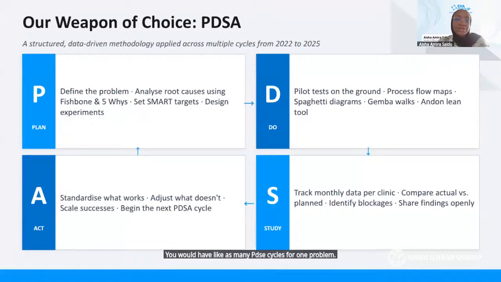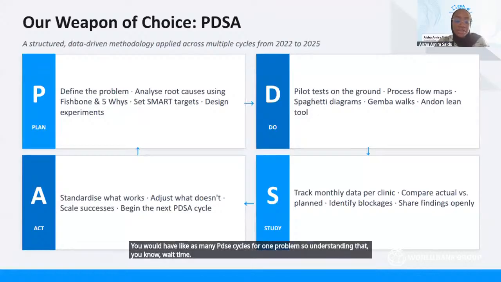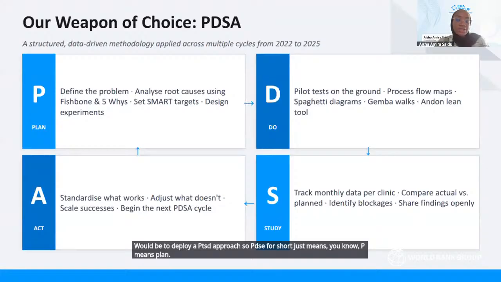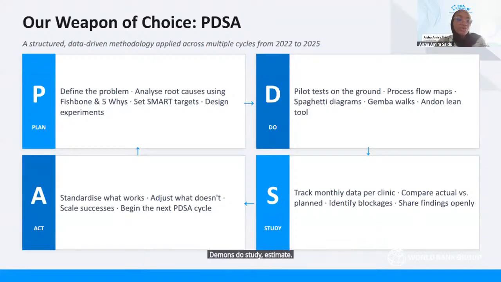So understanding that wait time is something that we can't really resolve at one point, right? There's always something that would come up. So the only way that we can consistently see that we're improving would be to deploy a PDSA approach. So PDSA for short just means, P means plan, D means do, S means study, and then A means act.